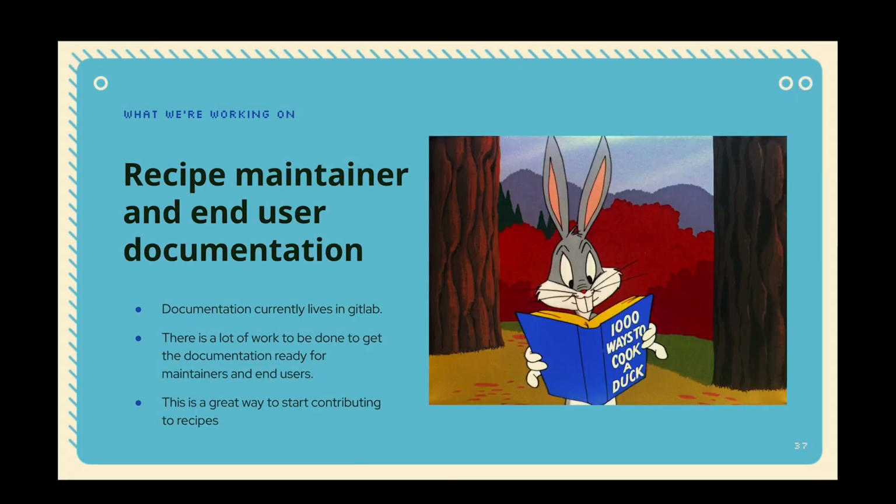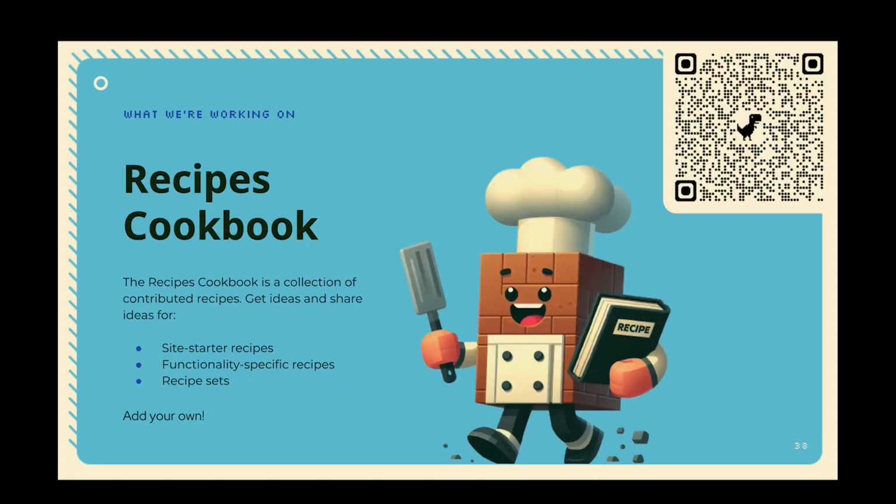There is actually a lot of really good maintainer and end user documentation already, but it's in GitLab, so really not the ideal place for users to find it. So there is the idea that all of that eventually should be migrated into other parts of the Drupal documentation system. There is also a recipes cookbook. This is a wiki page, a great place to go if you want to start playing with recipes and see what's available. As you start to publish your own, by all means go in and add links to those as well.